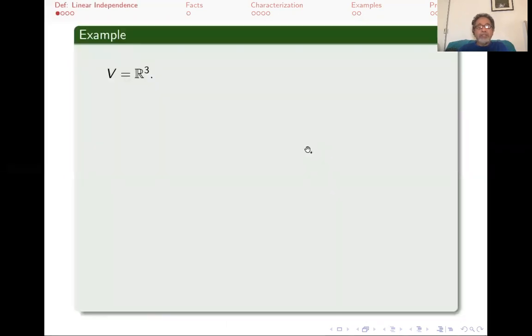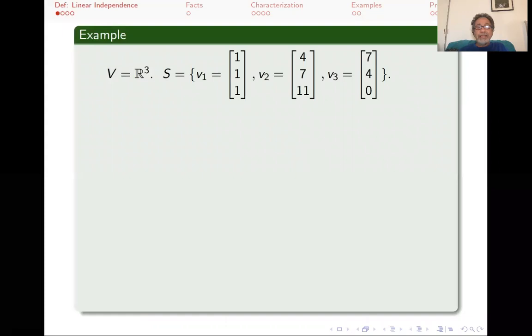To motivate, let's start with an example. Let's say that V is the vector space R3, the three-dimensional space. S is the set of these three vectors: V1 is (1, 1, 1), V2 is (4, 7, 11), and V3 is (7, 4, 0). We might want to ask, what's the span of S?